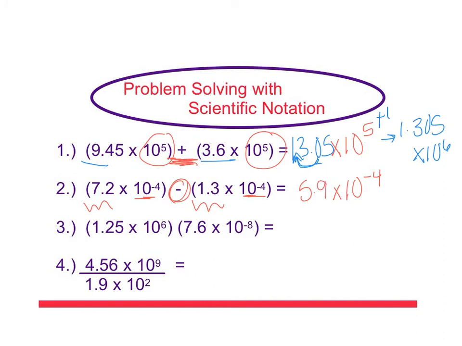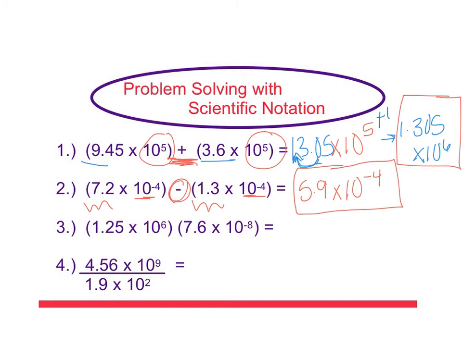Now let's check our answer. Is that written in scientific notation? Yes, we have a number that's greater than or equal to 1, but less than 10, with our times 10 and an exponent. So that one is already written in scientific notation. We don't have to do any additional work.